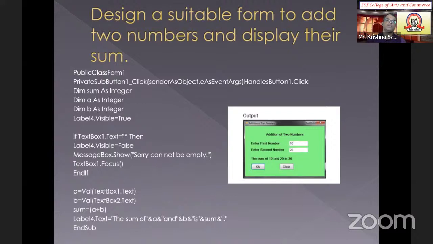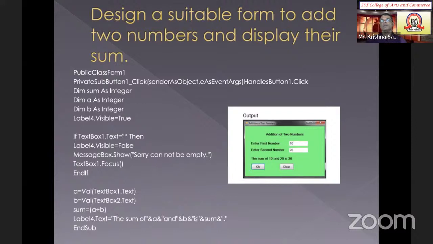Now, people may not write anything and click on the OK button, so for that you have to check if TextBox1.Text is empty. Then Label4.Visible, first we will make it False, so label 4 will not be visible now, and a message will be shown: MessageBox.Show, "Sorry, this field cannot be empty. You have to type something over there," and your focus will be on text box 1. So TextBox1.Focus, and the cursor will start blinking in text box 1 again.